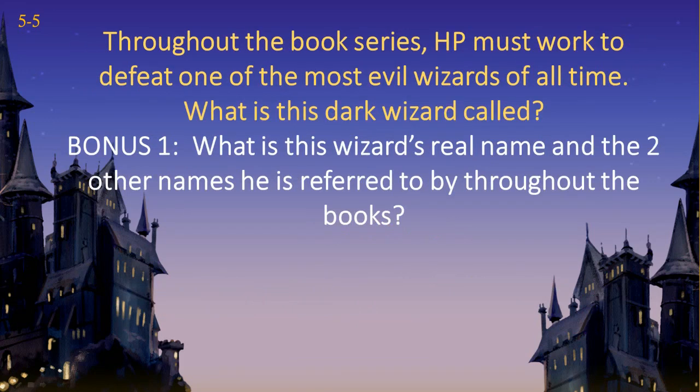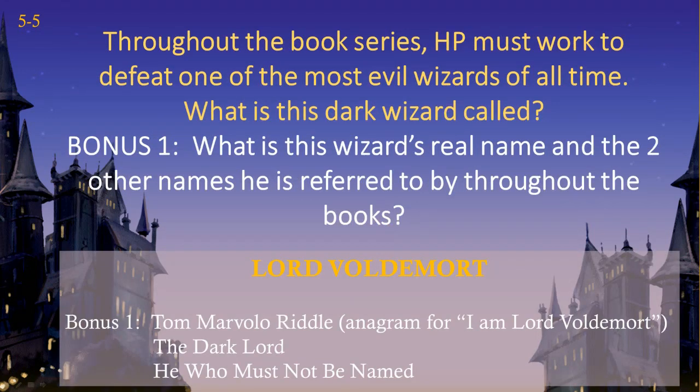Number 5, throughout the book series, Harry Potter must work to defeat one of the most evil wizards of all time. That was Lord Voldemort, as you can see there. The bonus question, what is the wizard's real name? That is Tom Marvolo Riddle, which is an anagram for I am Lord Voldemort. And other names he is referred to by throughout the book are the Dark Lord and He Who Must Not Be Named.